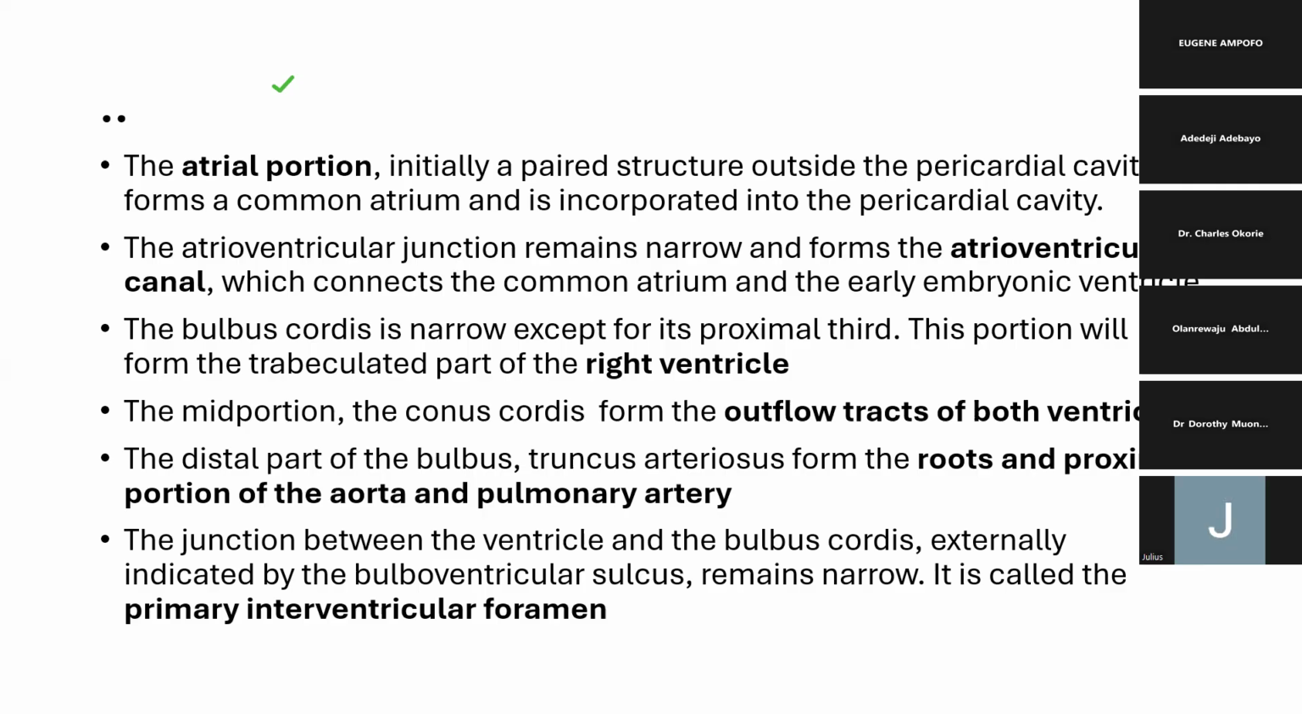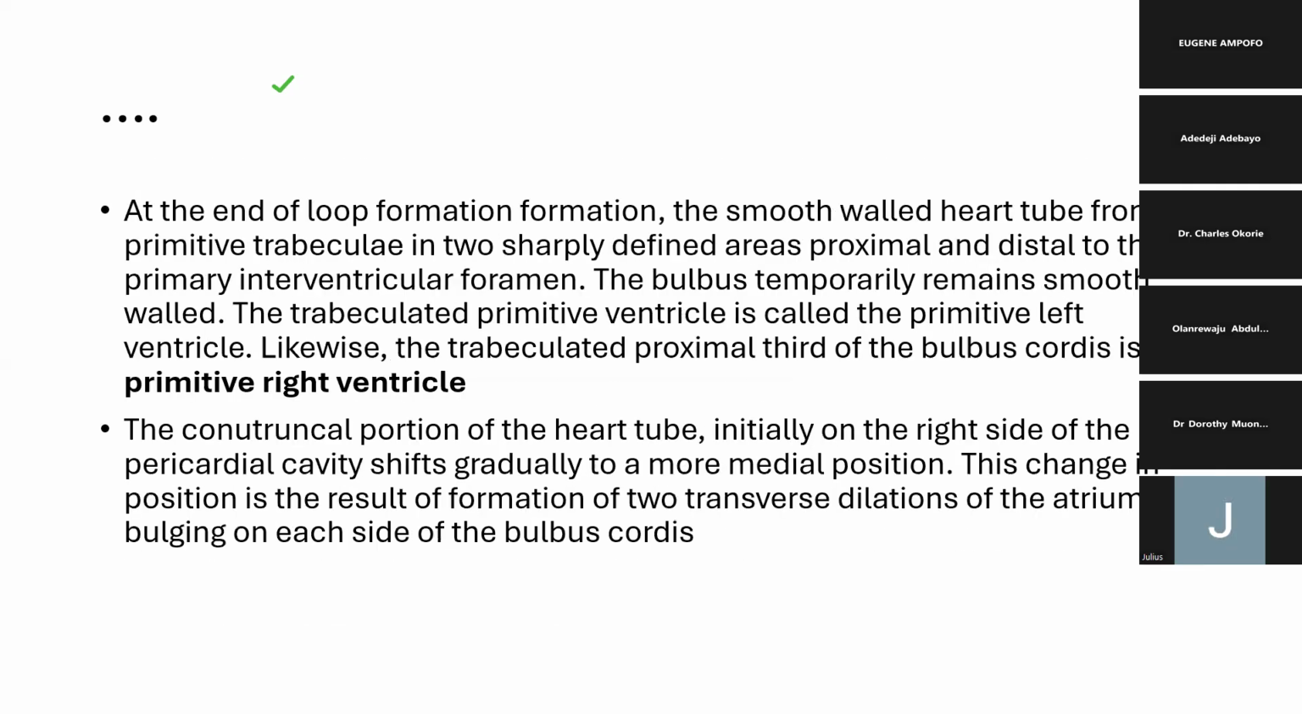The mid portion, the conus cordis, forms the outflow tracts of both ventricles. The distal part of the bulbus, known as the truncus arteriosus, forms the roots and proximal portion of the aorta and the pulmonary artery. The junction between the ventricle and the bulbus cordis, externally indicated by the bulboventricular sulcus, remains narrow, and this is called the primary interventricular foramen.